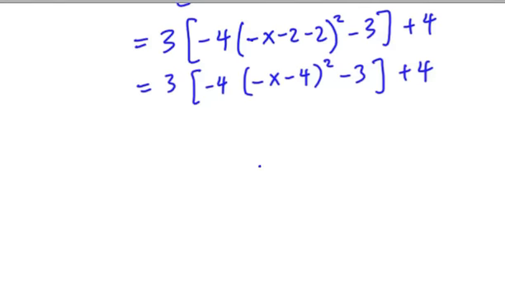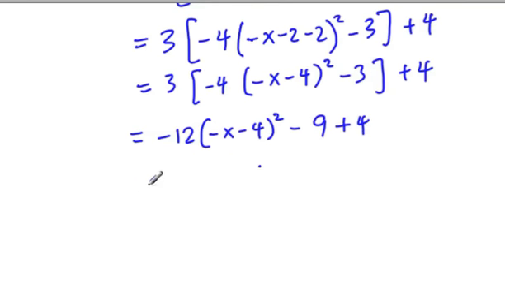Now the last thing I'm going to do is I'm just going to expand. So this 3 is going to distribute to this expression right here and that -3 over there. So it's going to be -3 times 4, which is -12, and that's going to stay as is, -x minus 4 squared. And then there's going to be 3 times this -3, so it's going to be -9 plus 4. And then we just have to simplify this. So it's -12. Do not expand this. You're not required to expand this at all. And this is going to be -5.